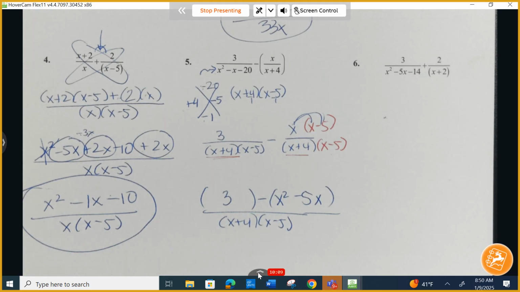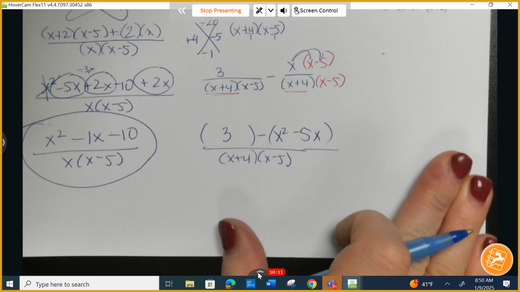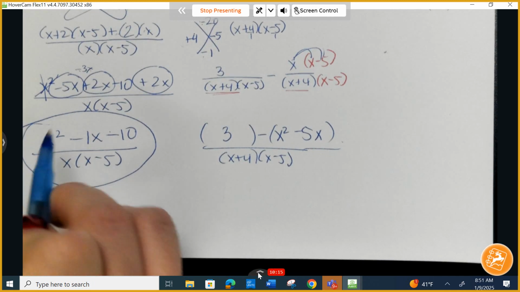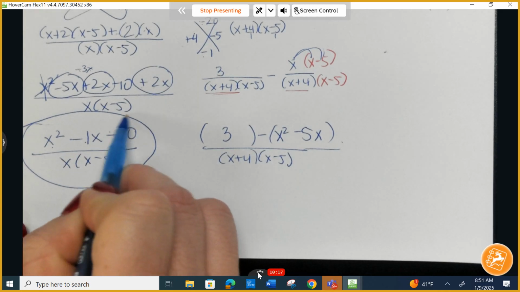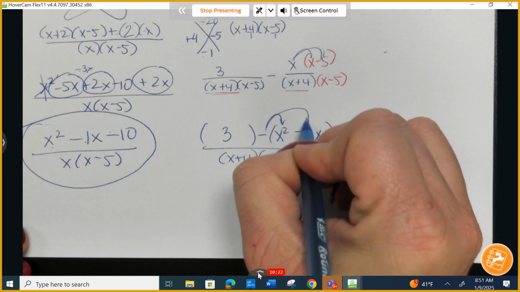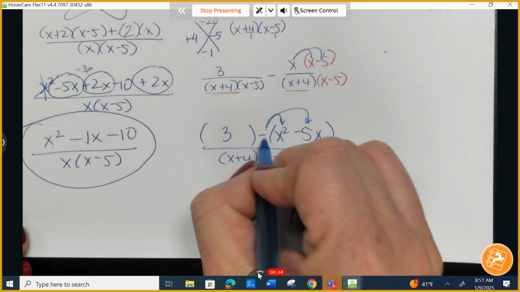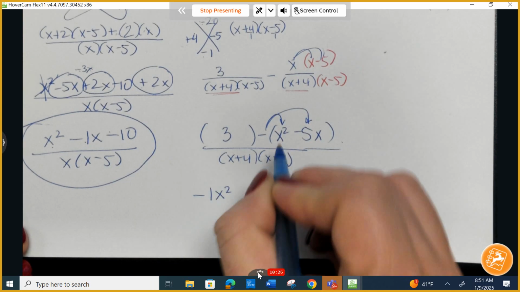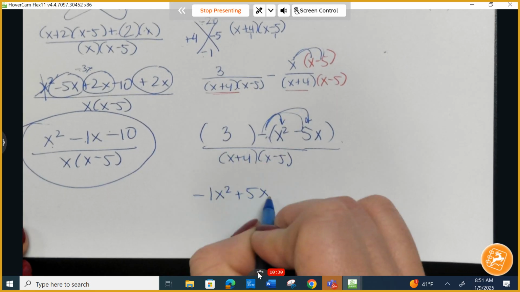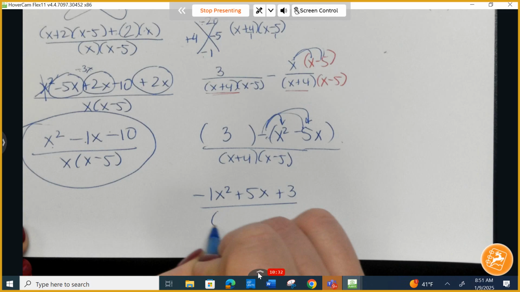And similar to number 4, I'm going to start by writing this in what's called standard form. This is standard form, x squared, x, and then just the value that has no x as the constant. So when I distribute this negative sign, it was subtraction, I get negative 1x squared. When I distribute, a negative times a negative is a positive, and I had a positive 3 out front.